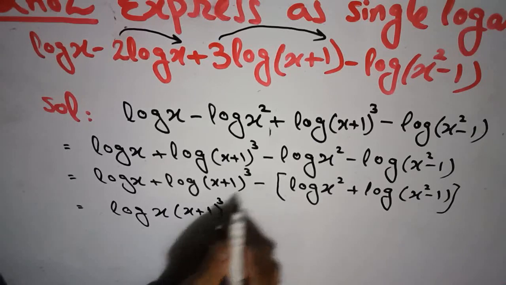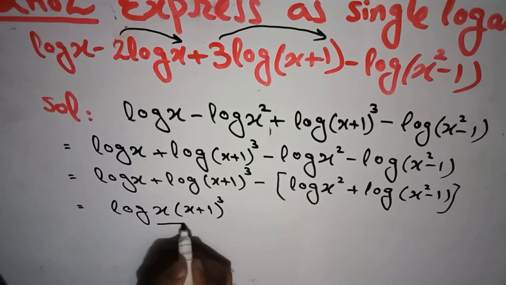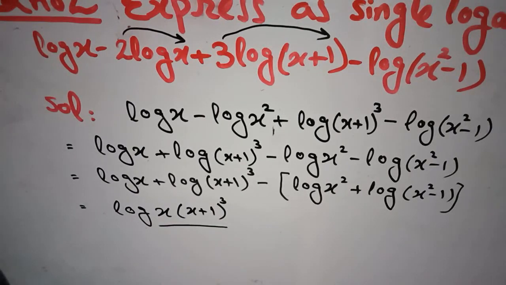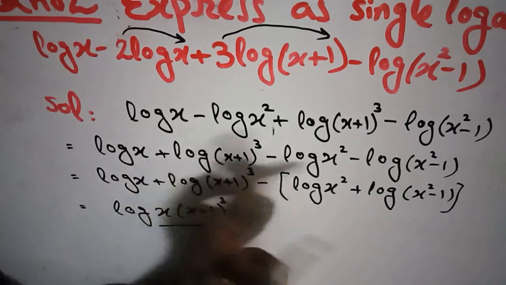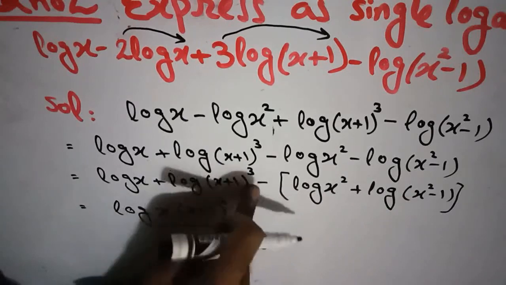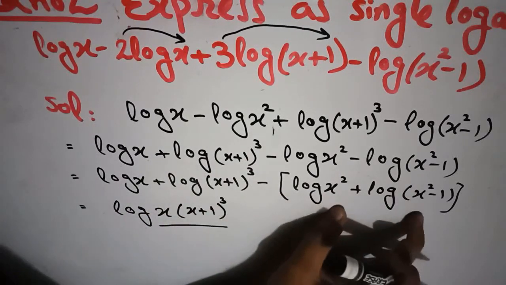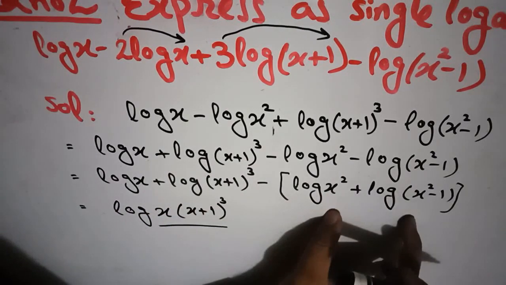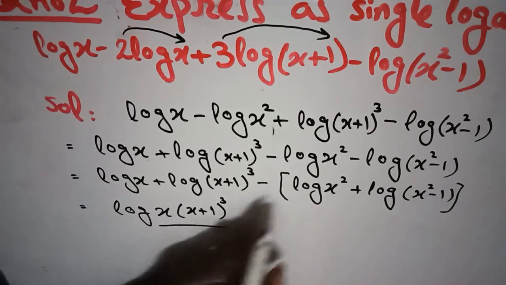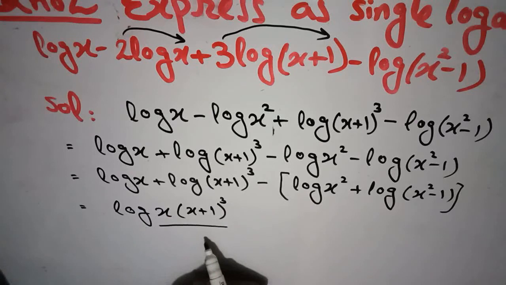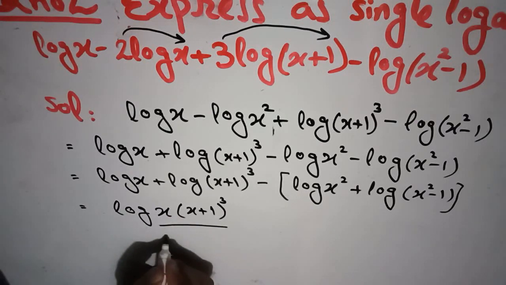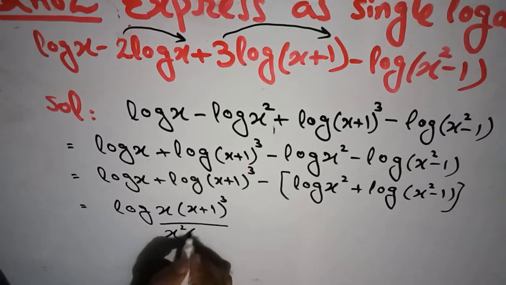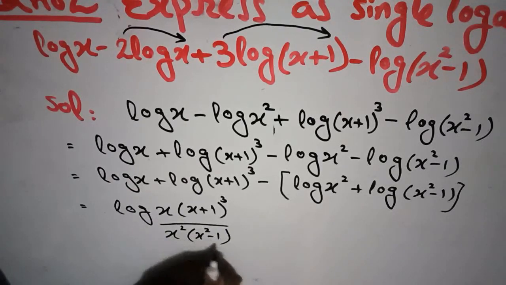So this minus will be written as the sign of division. Also the other two values after the division sign are added, and they can be written in product form in the denominator. I can write it as x square into x square minus 1.